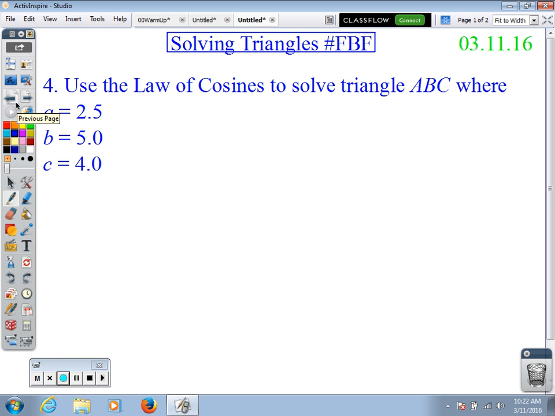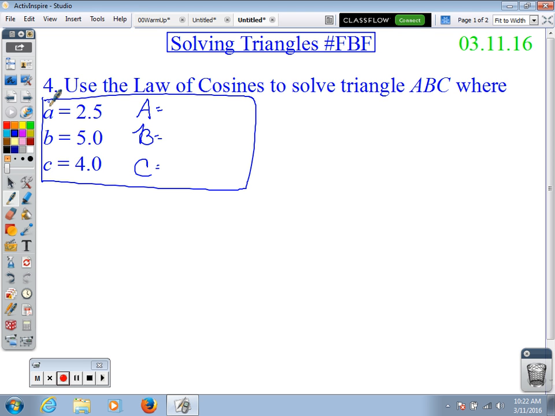So use the law of cosines to solve triangle ABC where side A is 2.5, side B is 5.0, and side C is 4.0. So what I need to find are the angle measures. I need measure of angle A, measure of angle B, and the measure of angle C. So we'll set up our chart. Okay, and we'll have that set up off to the side.